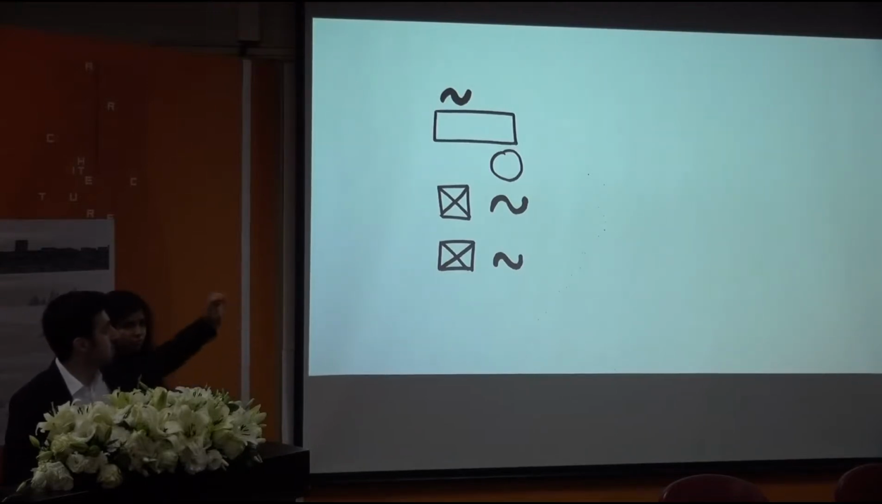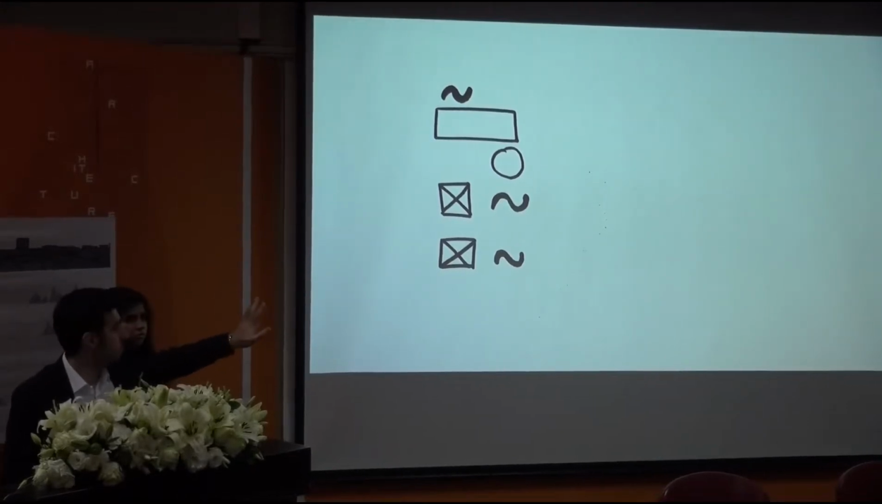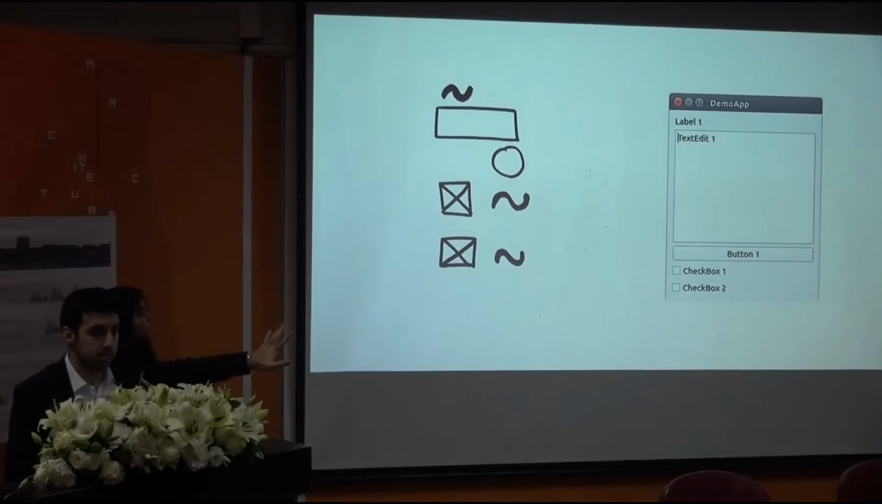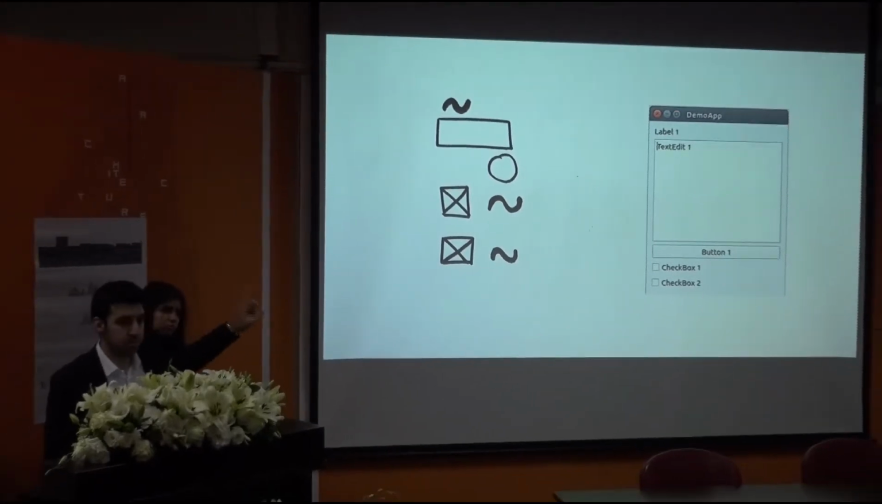So if you look at the sketch, the squiggly lines represent text, the square represents an edit box, the circle represents a button, and the boxes represent the check boxes. And if we take this sketch itself and run it through our program, this is what we get. And all of this is just with one click of a button. You can actually see the similarity between the two.